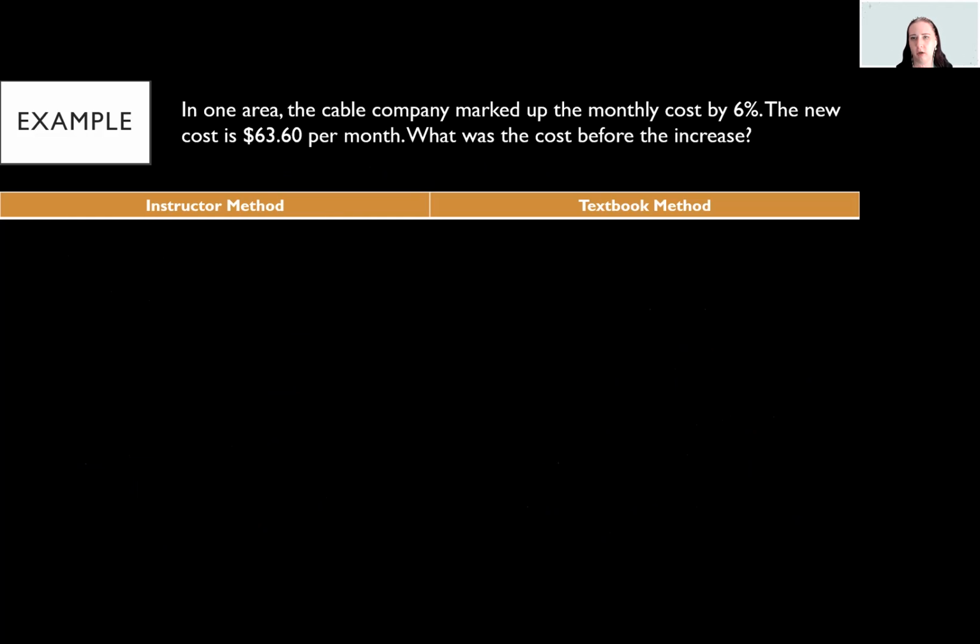So we've got in one area, the cable company marked up the monthly cost by 6%. The new cost is $63.60 per month. What was the cost before the increase? So I'm going to do this with my proportion method. We have our new price, basically over the old price. It's 100 plus your percent over 100.